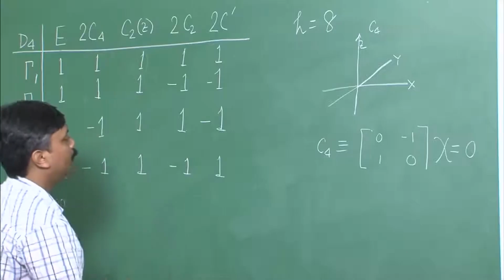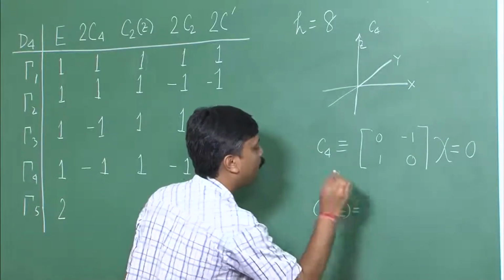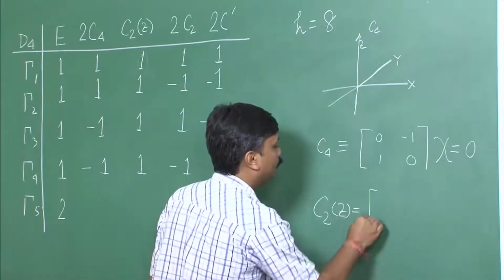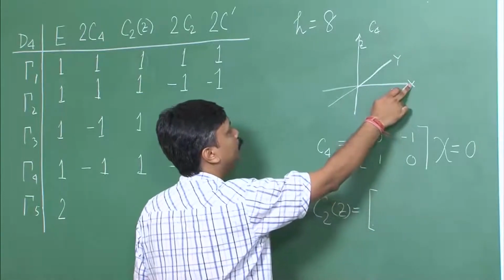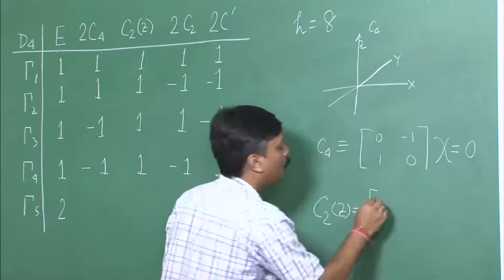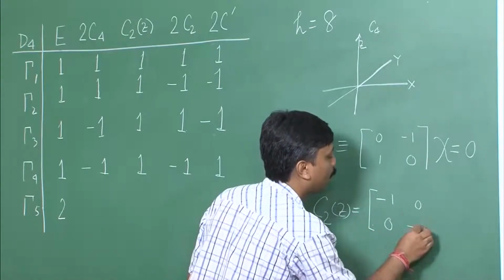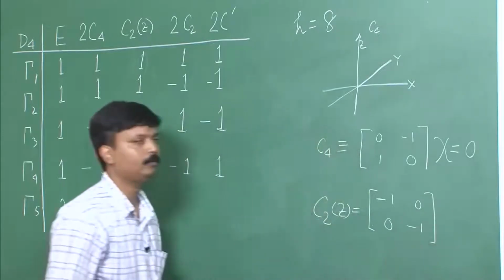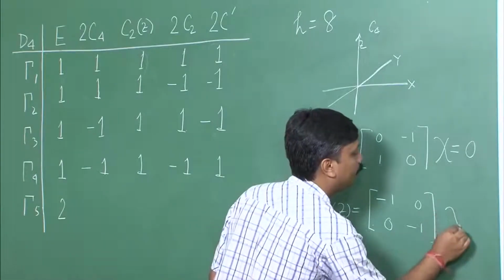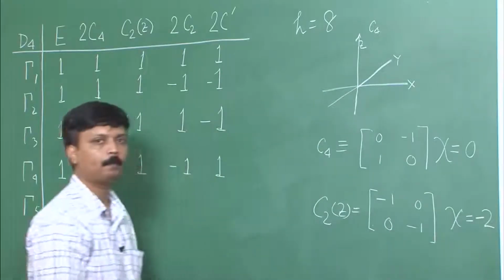Now, if we look at the representation for C2z, what are we going to get? We are going to get x getting transformed into minus x and y getting transformed into minus y. So, what we have is this. Fine. If I look at the character for this one, this is equal to minus 2.